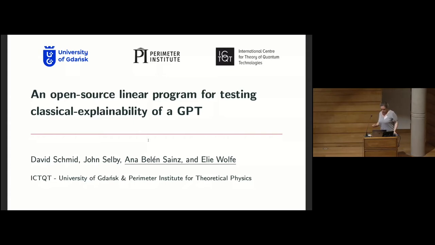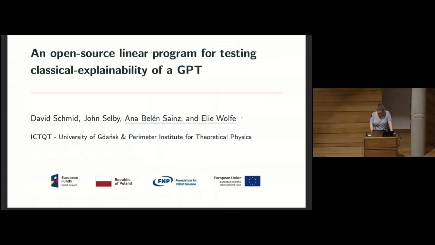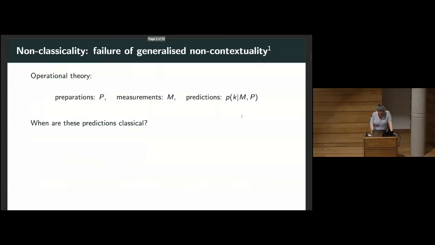Here we have these keywords, which are classical explainability and GPT. So let me put everyone up to speed on what those things mean. What is it that we're trying to do here?